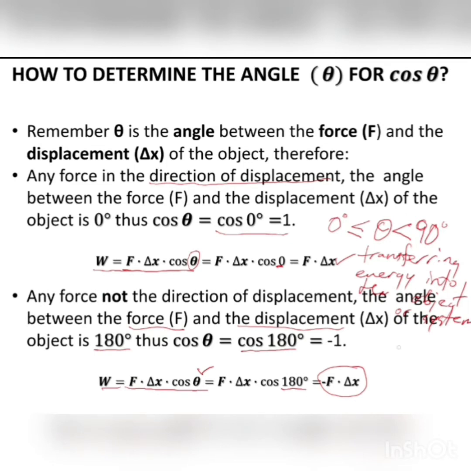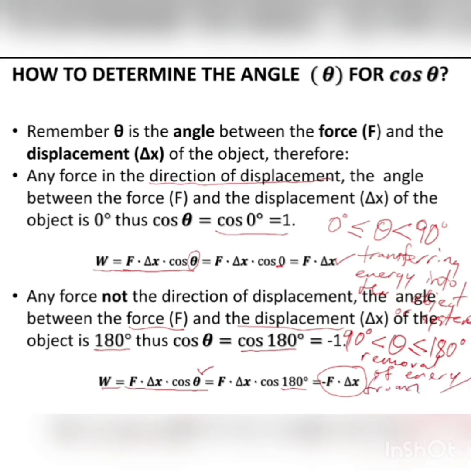Then again, whenever you have an angle which is greater than 90 degrees but less than or equal to 180 degrees, then in that case we are going to have the removal of energy from that system or object.